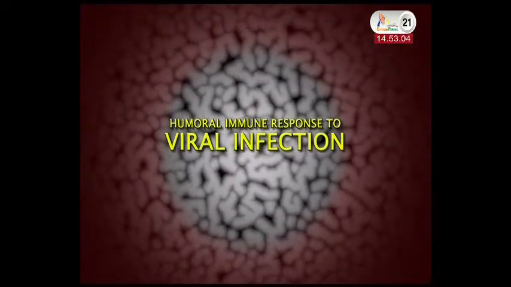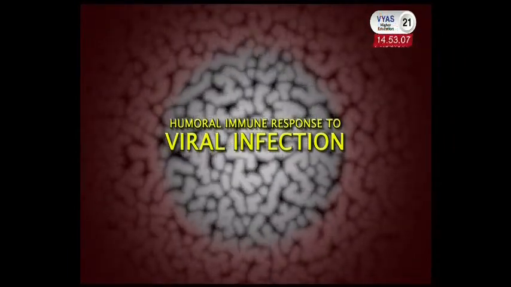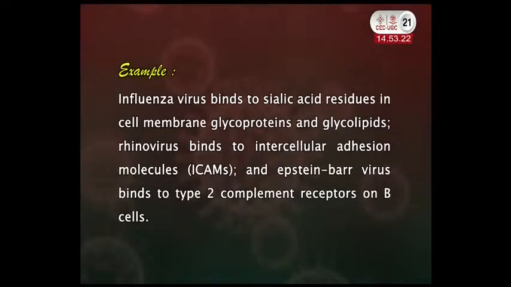Humoral immune response to viral infection. Most viruses express molecules that will bind to cell surface molecules in the host cell. This helps in attachment of viruses to the host cells. For example, influenza virus binds to sialic acid residues in cell membrane glycoproteins and glycolipids. Rhinovirus binds to intercellular adhesion molecules, or ICAMs, and Epstein-Barr virus binds to type 2 complement receptors on B cells.